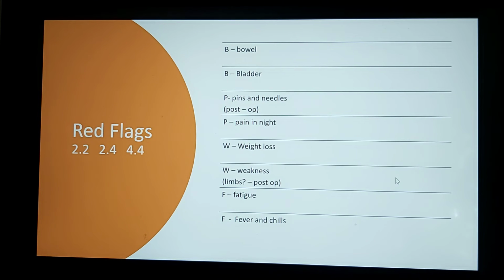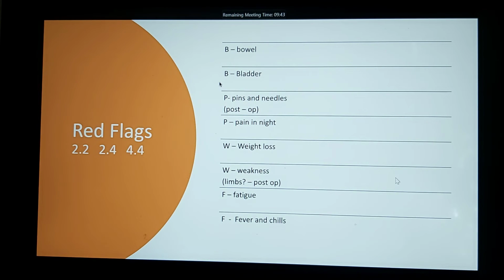Then some of the red flags to go through. I use this mnemonic of BB, PP, WWFF. BB is asking about bowel and bladder, if there are any issues with that. Nothing usually comes up, but sometimes they may have urge incontinence or stress incontinence when they cough. They may say they leak a little bit of urine.